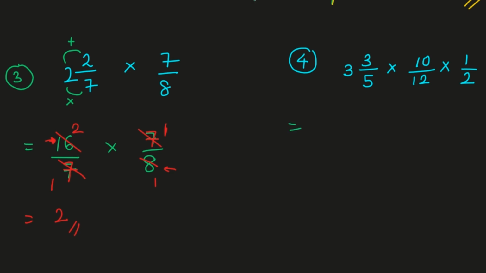First, let's make these mixed numbers into improper fractions. Let's multiply 3 into 5, it's 15. 15 plus 3, it's 18. 18 upon 5. Then what? 10 upon 12 into 1 upon 2. Are there any numerators or denominators which are divisible by the same value? Yes, there are many. What are they? Let's see. This 10 and 5 can be divided by 5.